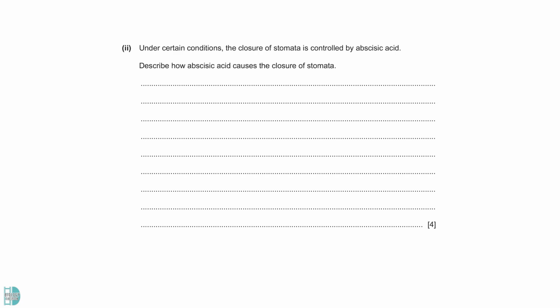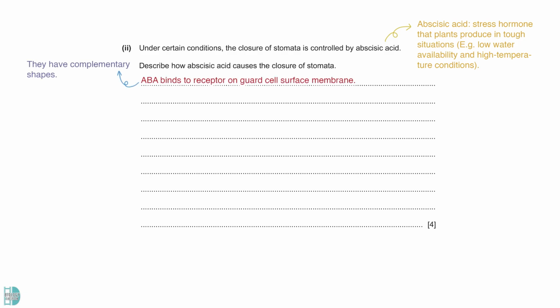2. Describe how abscisic acid causes the closure of stomata. Abscisic acid is a stress hormone that plants produce in response to challenging situations, such as low water availability and high temperature conditions. It binds to receptors on the guard cell surface membrane. They have complementary shapes. The binding causes protons to stop moving out of the cell into the cell wall.